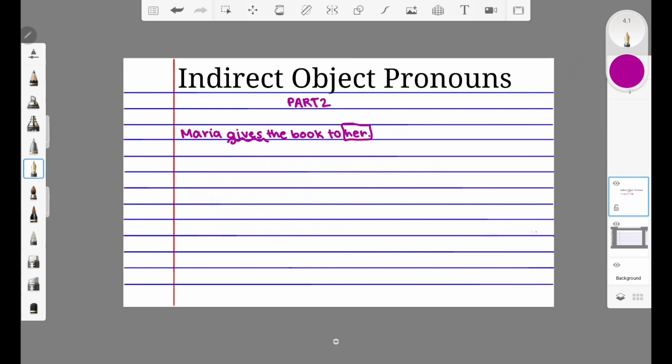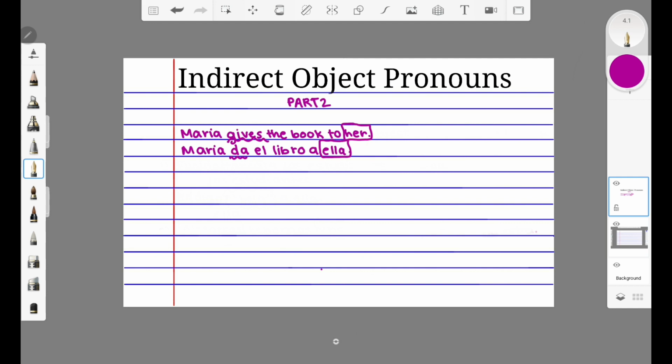Let's do one example in Spanish and then we'll get on to the pronouns and how to replace them in each sentence. So in Spanish, we would say María da el libro a ella. Maria gives the book to her. And in the same way, we have to identify the verb da. Subject is still Maria. El libro is the direct object. Maria gives the book to whom? To ella, to her. So ella is the indirect object.